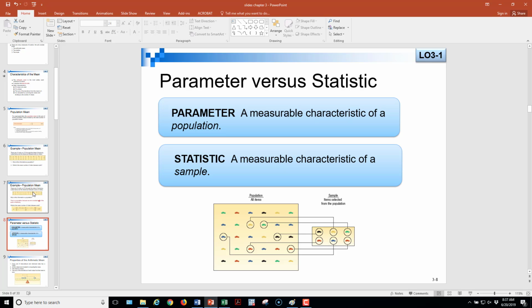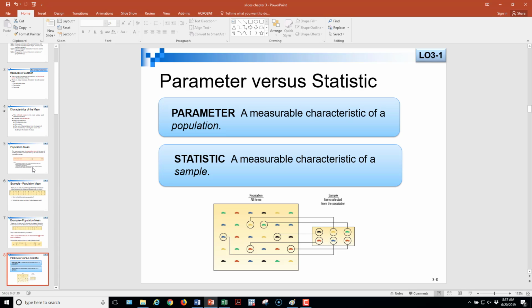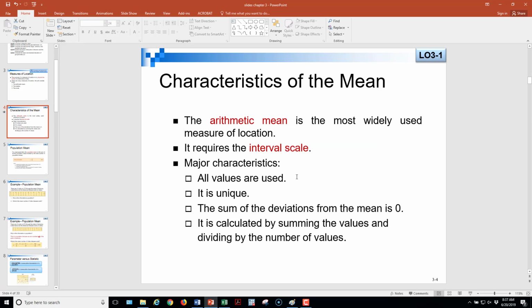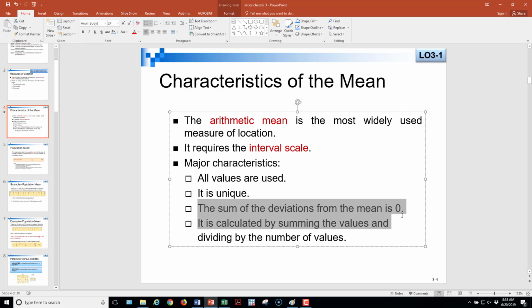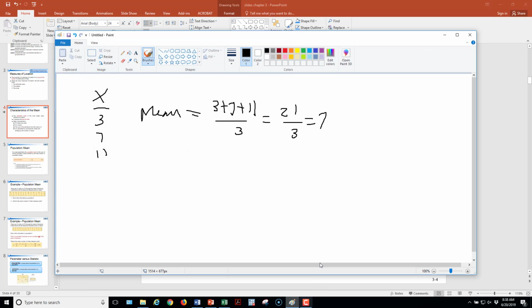Properties of the mean, or characteristics. All values are used, and it is unique, there are not two means. But the one that I want you to pay special attention to is that the sum of the deviations from the mean is 0. And that can be illustrated with this particular example.